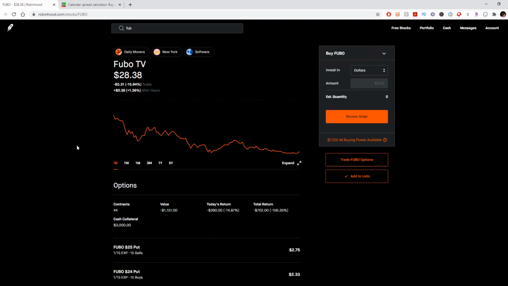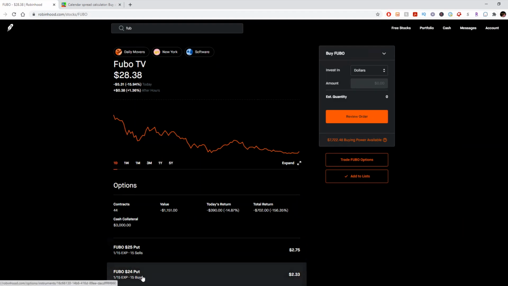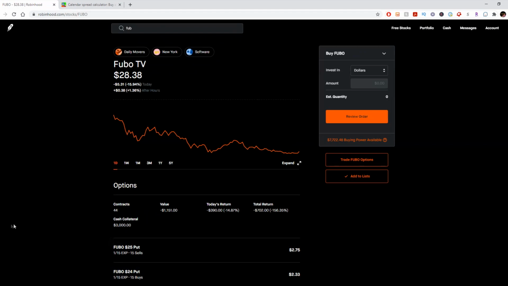I'm expecting around 27 to be a potential support here. So I have these put credit spreads for the 24-25 for January 15th that I posted in the Discord group. So I'm definitely watching that for Fubo.